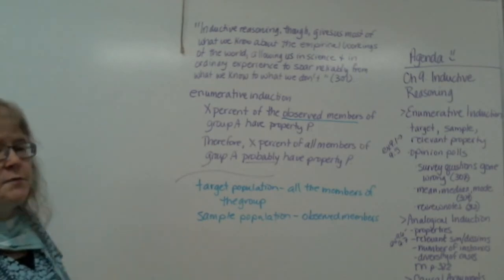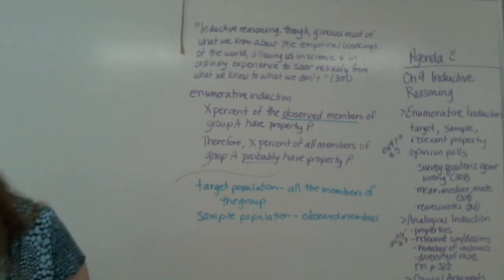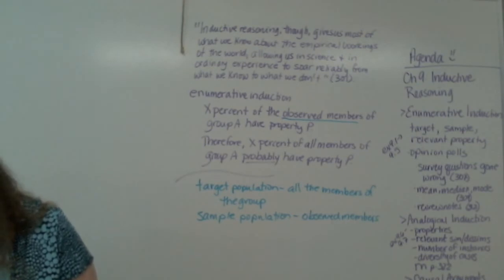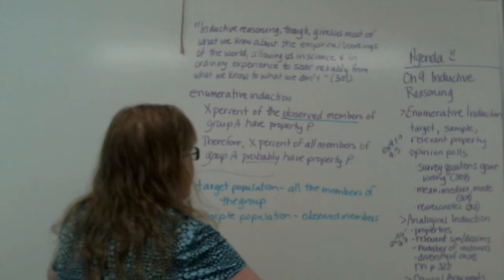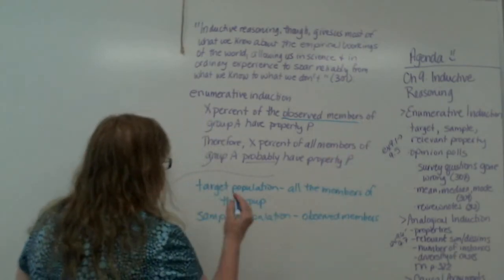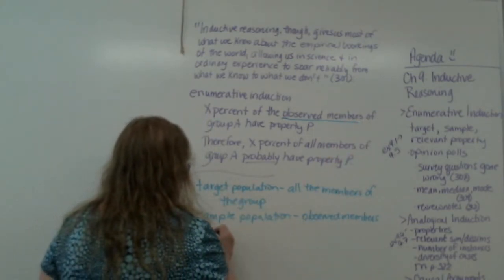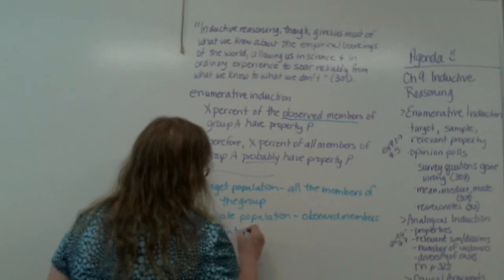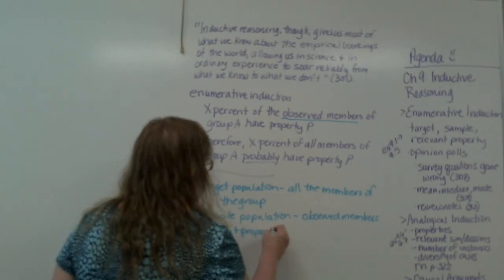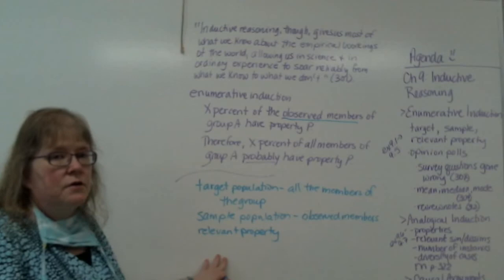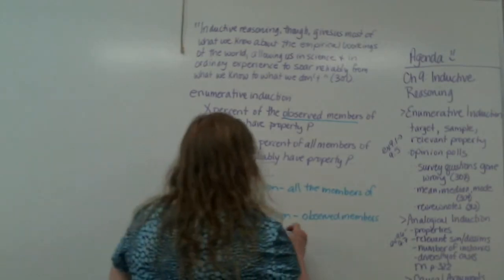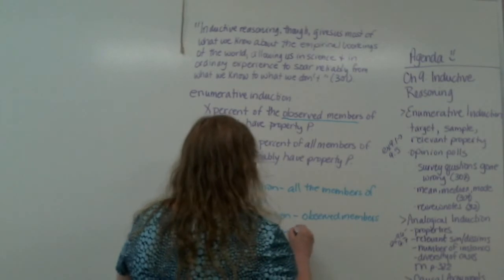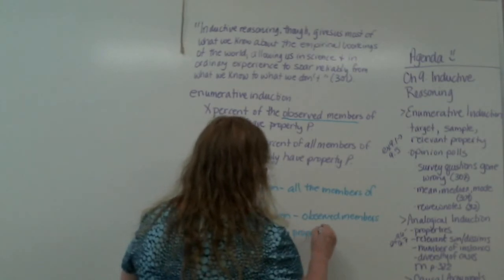So these observed members, and there's a couple of things that we have to do. One is, when we're looking at these things, we have to make sure that we know what the relevant property is. So we want to know what they're going to say about this particular TV show. And the relevant property is the property under observation.